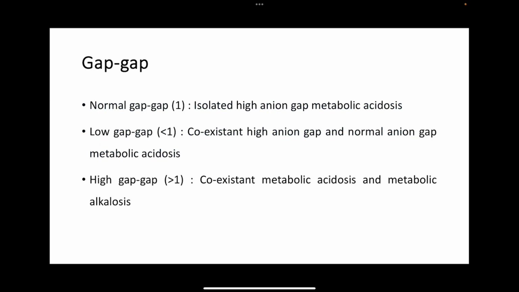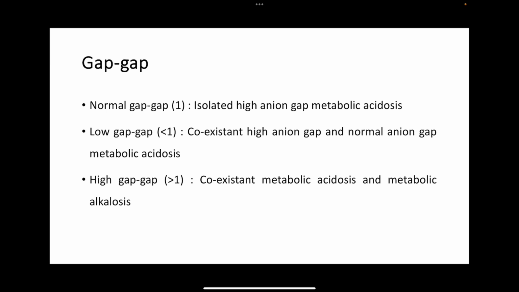This calculation essentially checks whether the change in anion gap from normal is equivalent to the change in bicarbonate from normal. That is, is all of the bicarbonate change accounted for by a high anion gap process, or is there any additional process contributing to it? So if the ratio is 1, it is an isolated high anion gap metabolic acidosis.